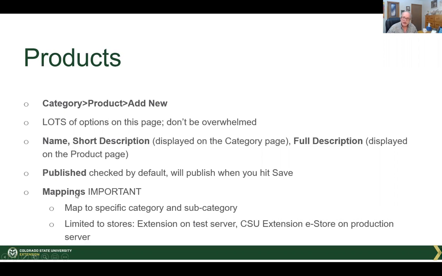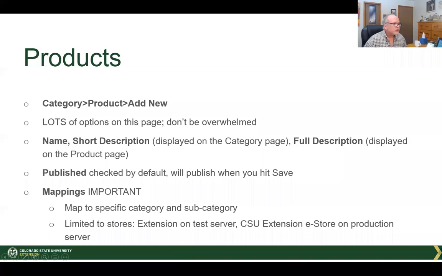And finally, mappings. We discussed this already. You map to your specific category and subcategory, in this case, counties, Wapello. And then limited to stores will be extension on our test server, CSU Extension eStore on the production server. So with all that said, we're actually not going to build a product, but we're going to look at an existing product I've already set up. So we'll do a share to our screen.